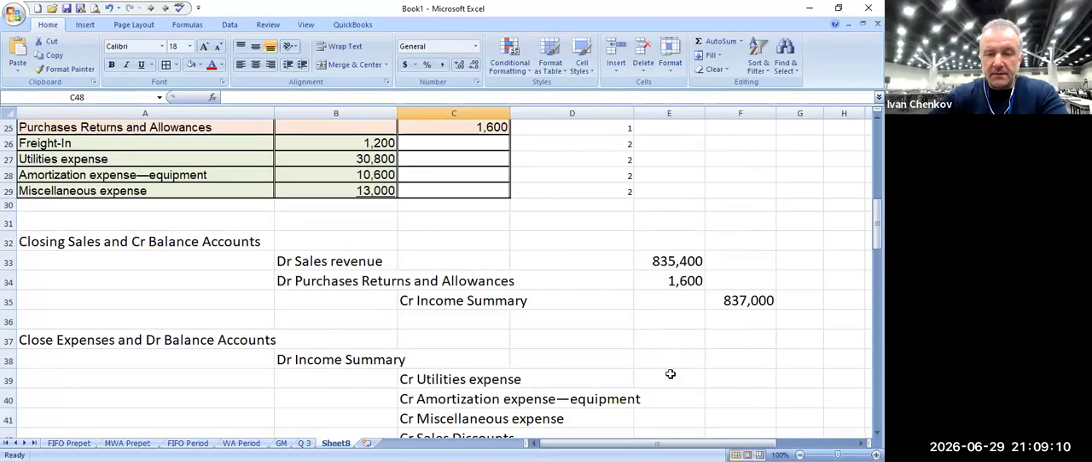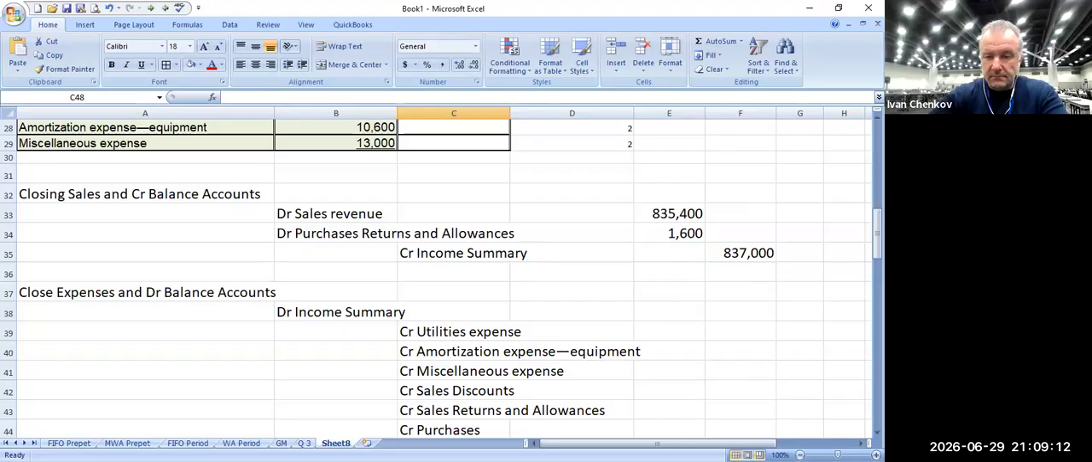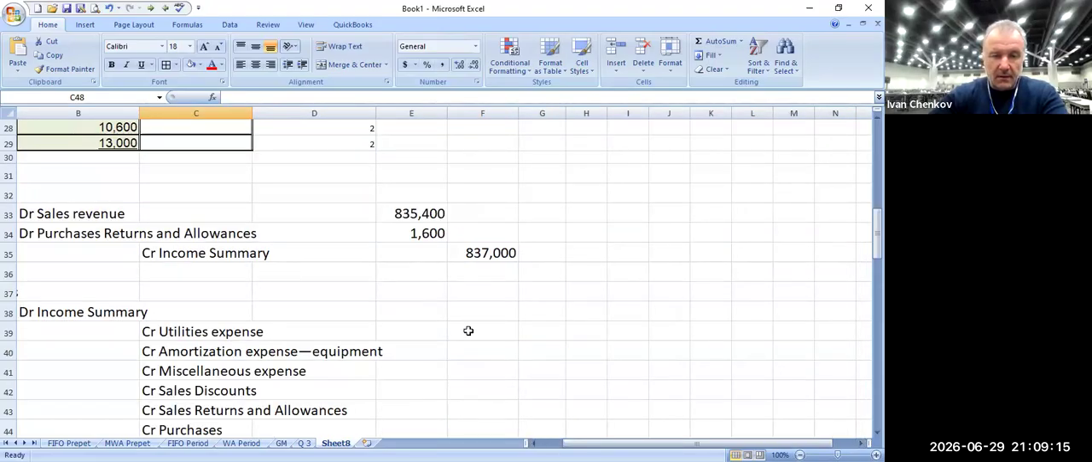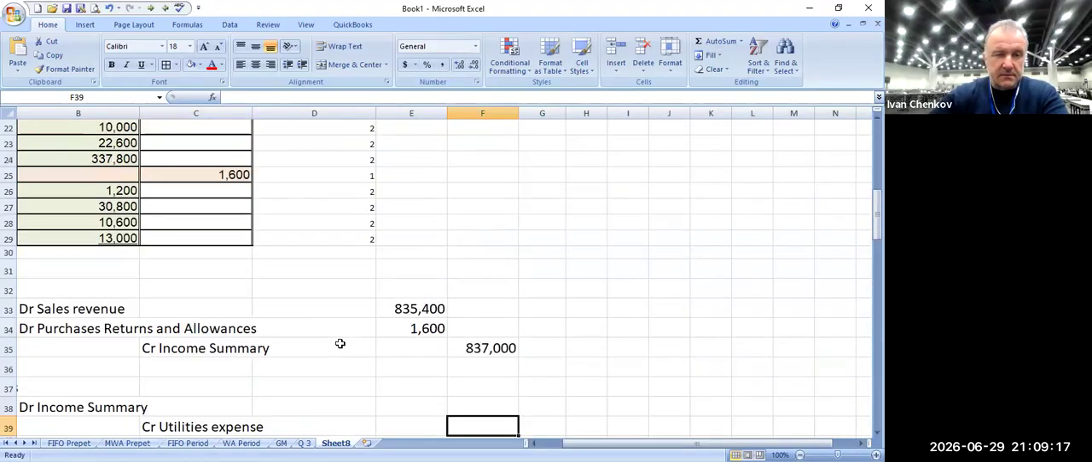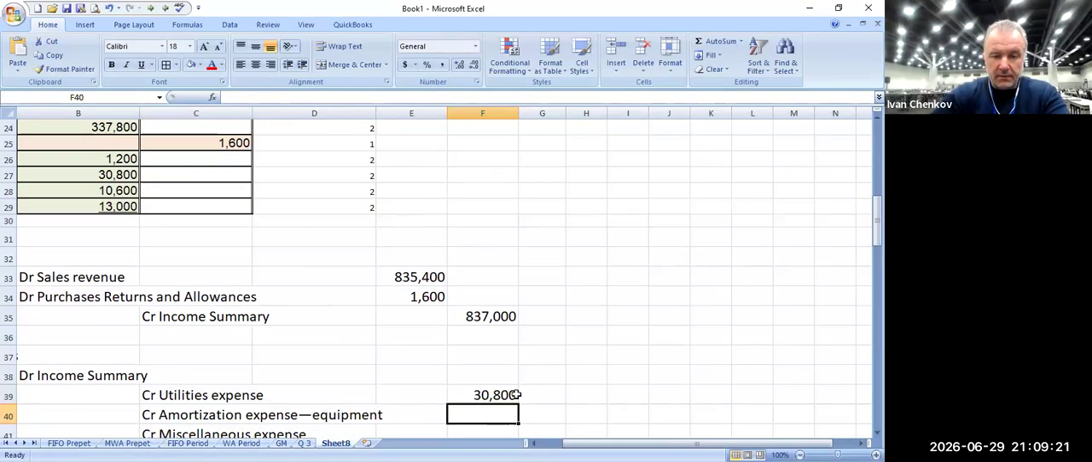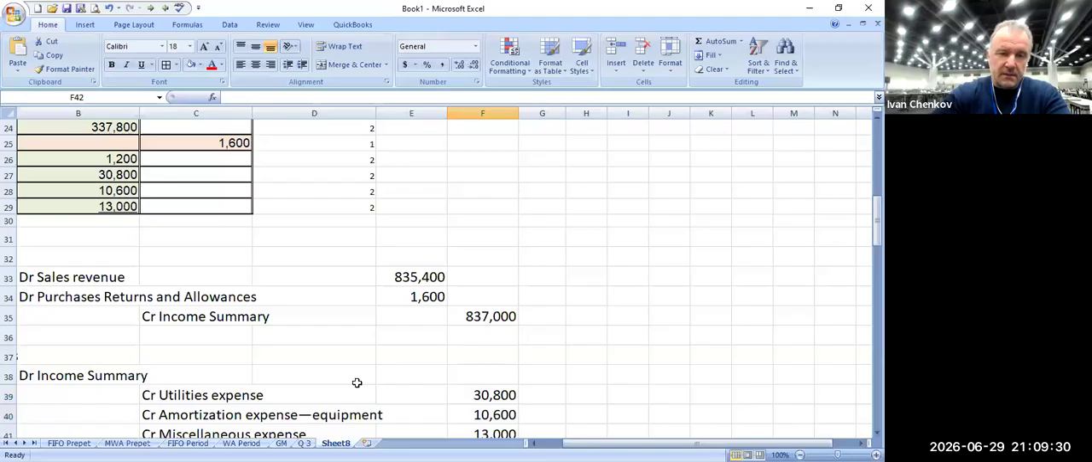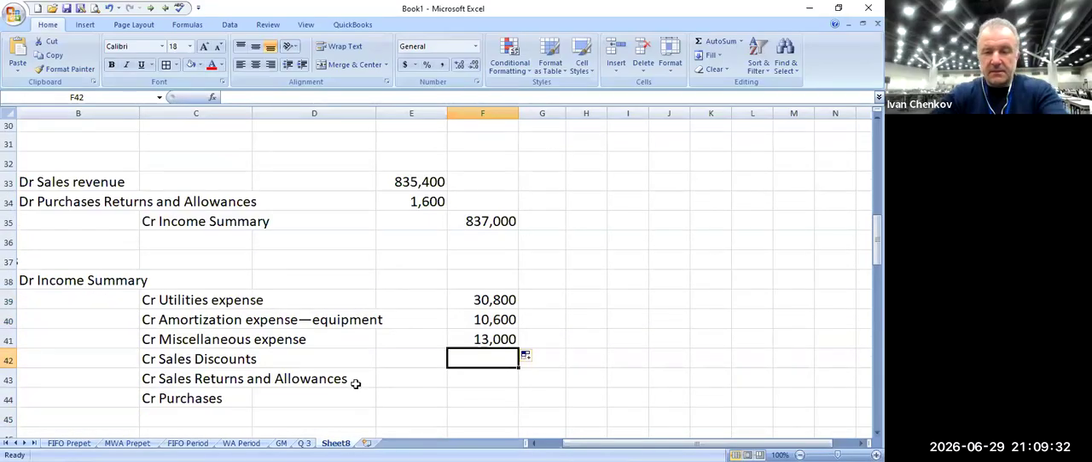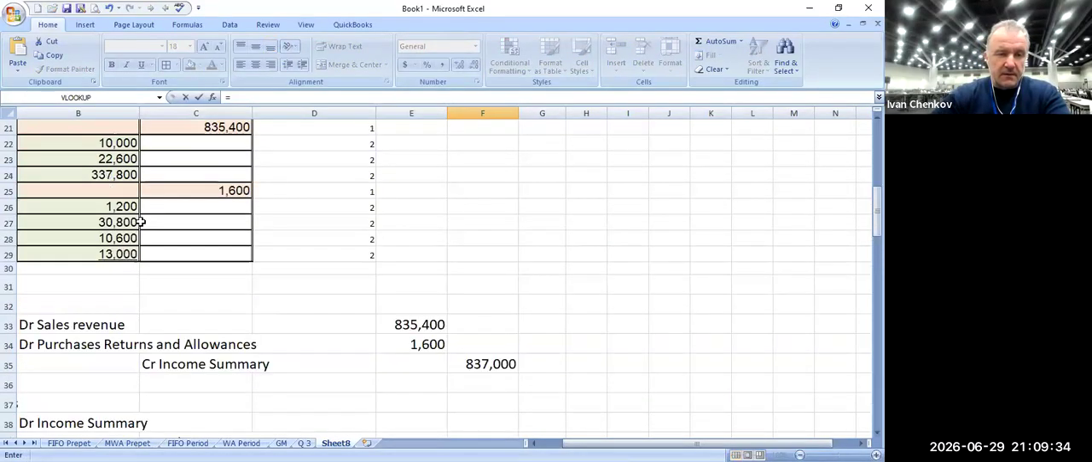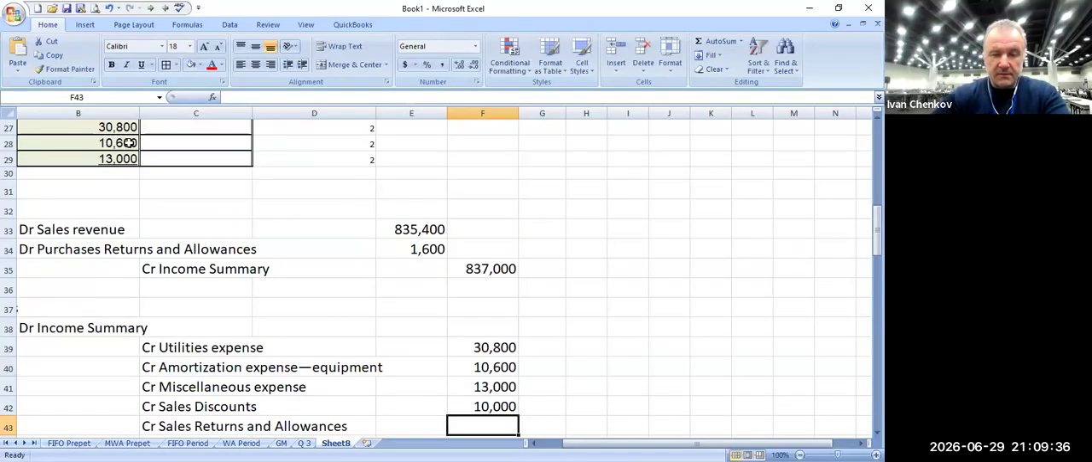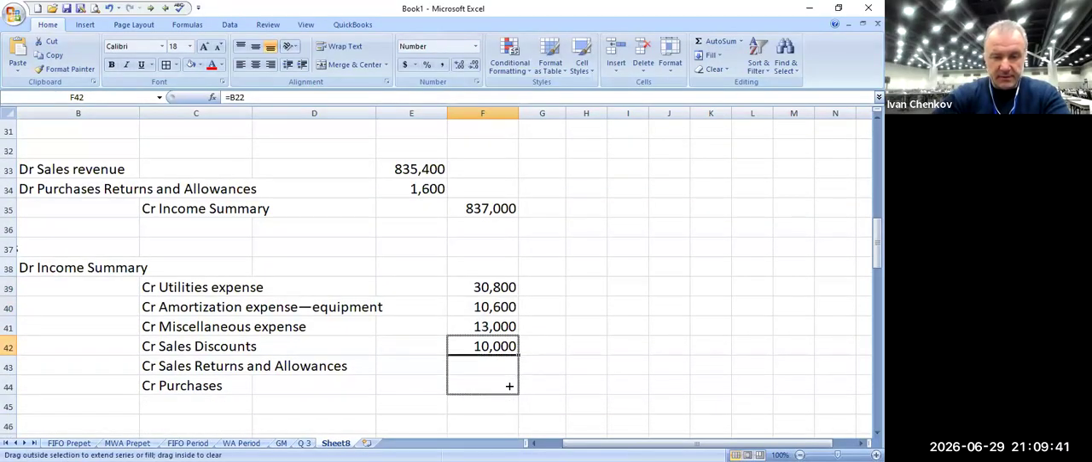And those are the accounts that we have to close. Let's go one after another. Utility expenses equal to this amount. We're going to close this one. Then we're going to close the amortization. We're going to close miscellaneous. Oh, I forgot to close the freight in. That's going to come to that freight. Let's close the sales return allowances, sales discount, return allowances, and the purchases.